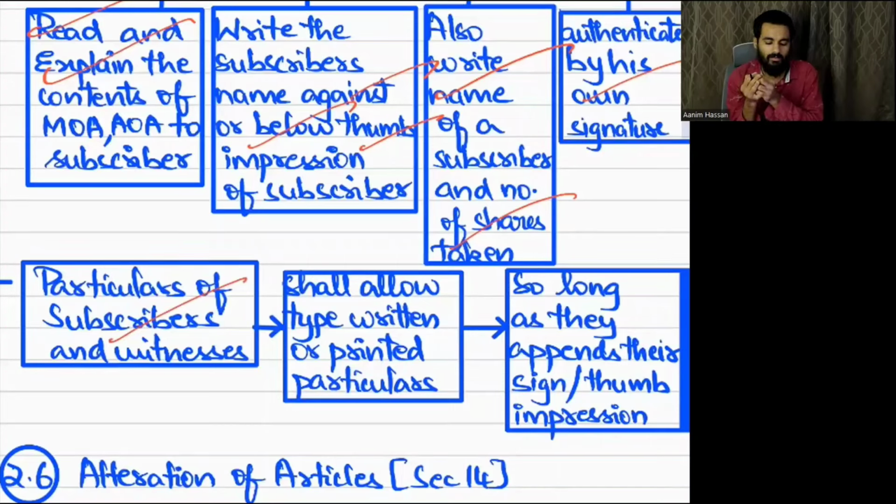Particulars of subscribers and witnesses may be in typewritten or printed form, so long as they append their sign or thumb impression. Yes or no? Yes. So can I ask you a simple question, which I didn't include in these notes? Can a person who helped the illiterate be a subscriber? No, he can't be a subscriber. If he is a subscriber, he can't be the person who is helping another subscriber. Yes or no? Yes.